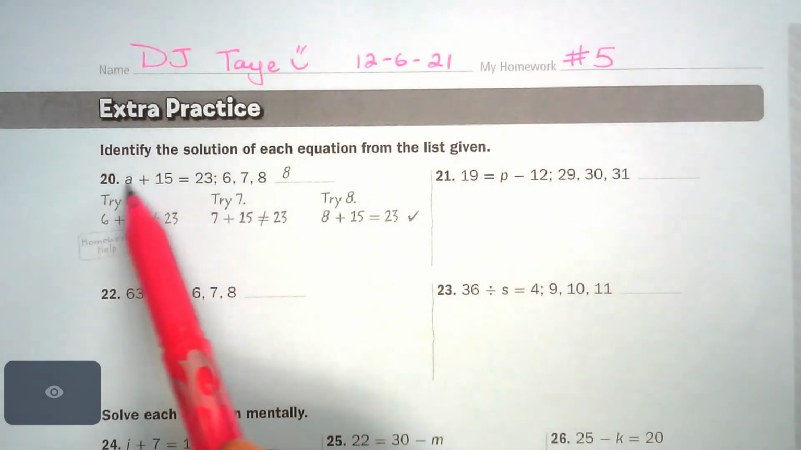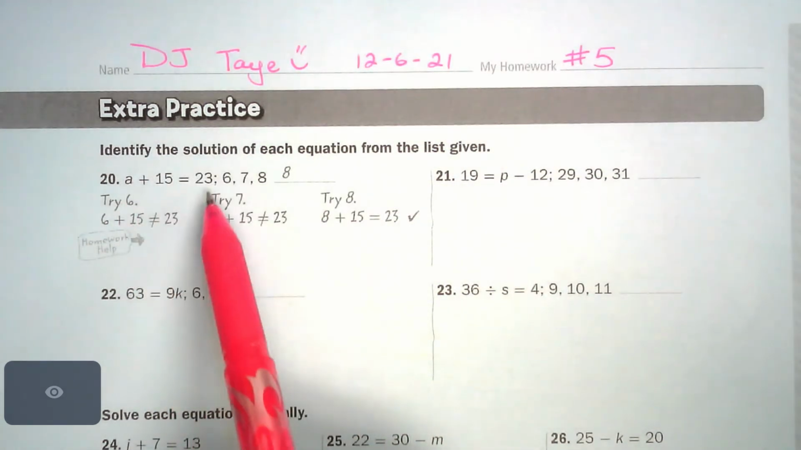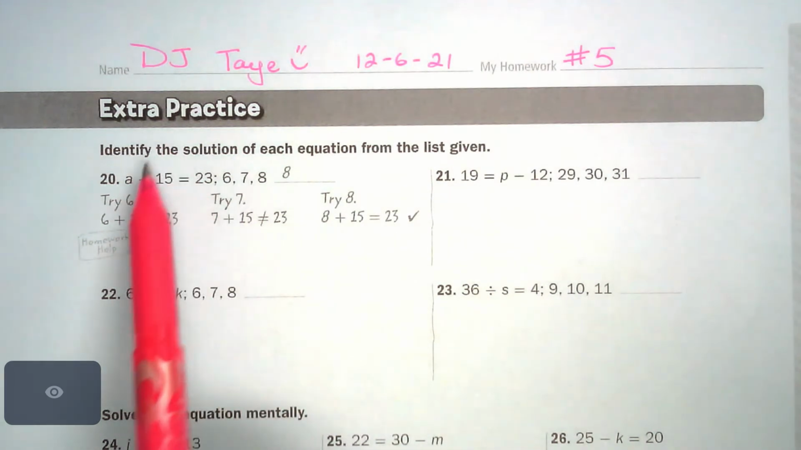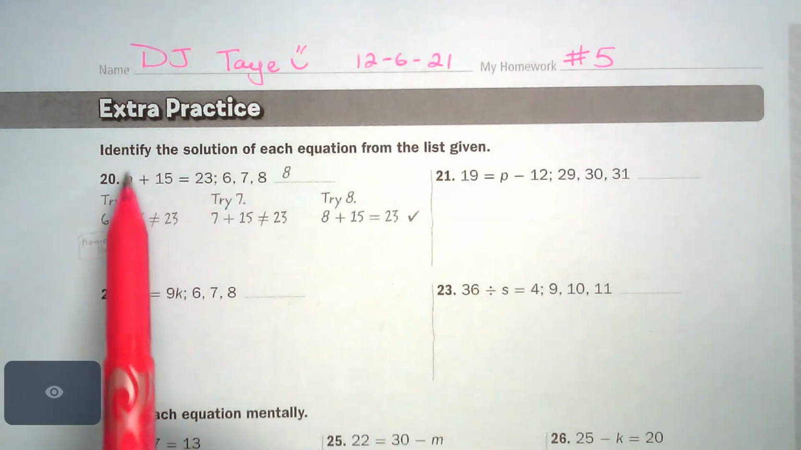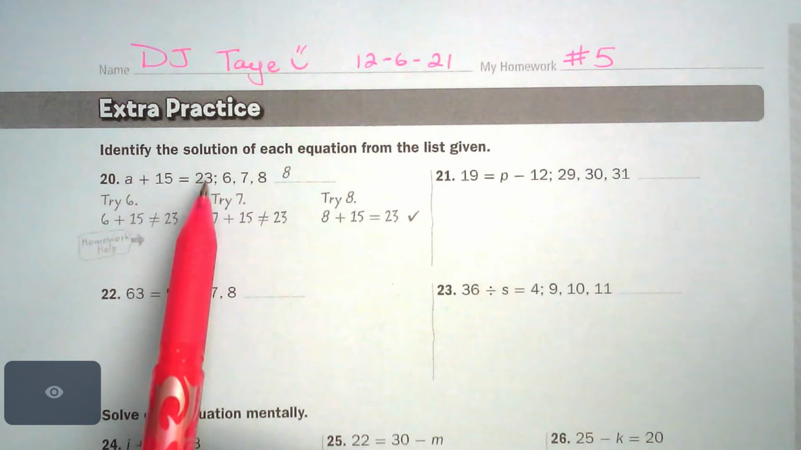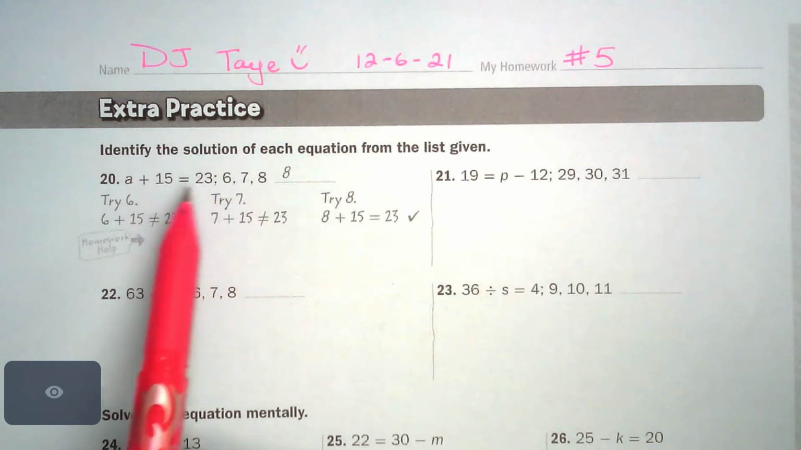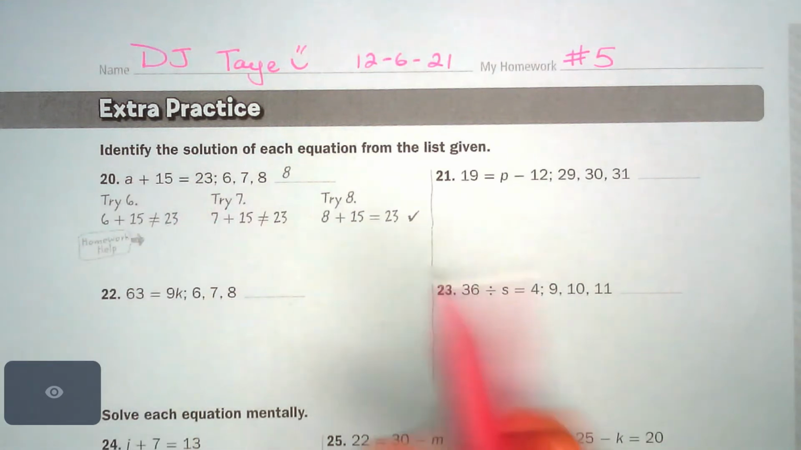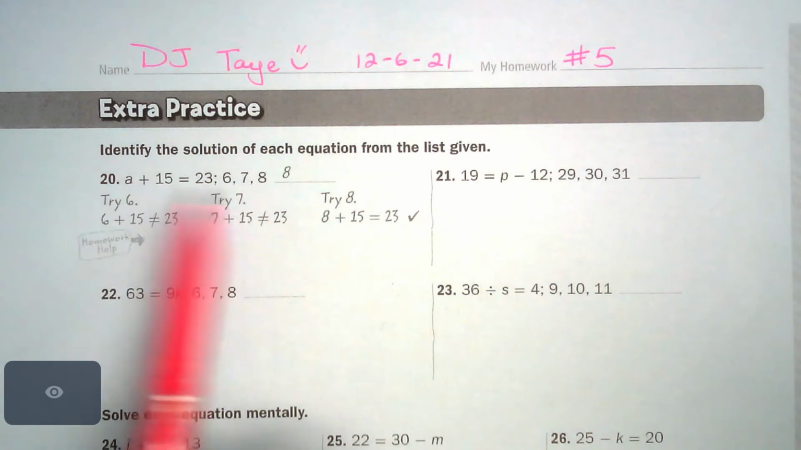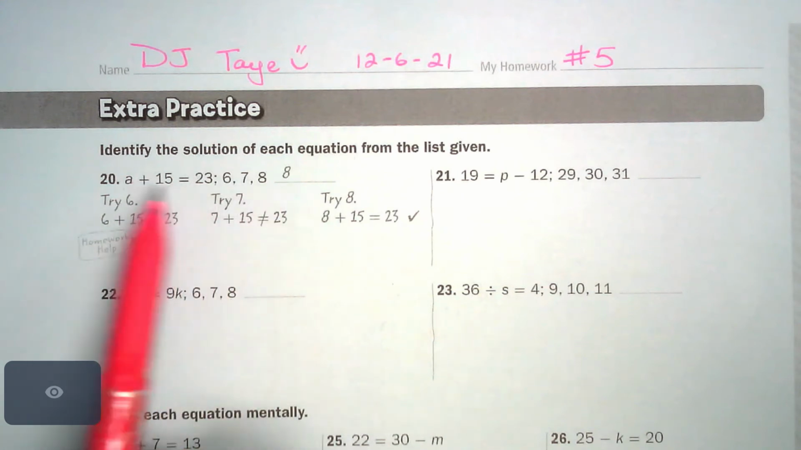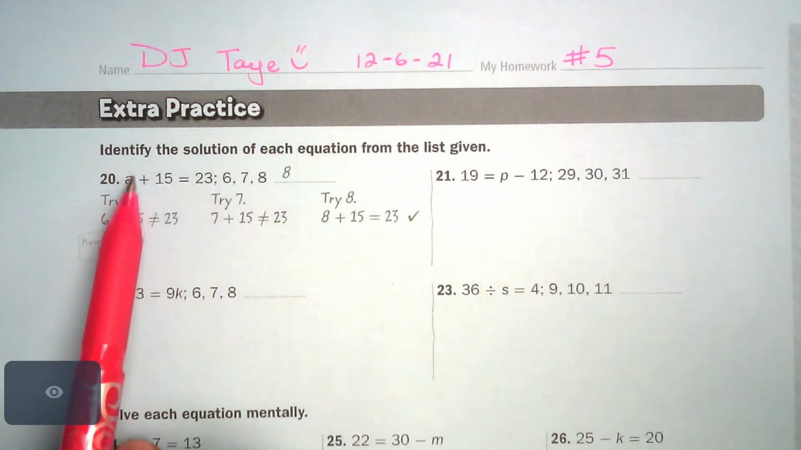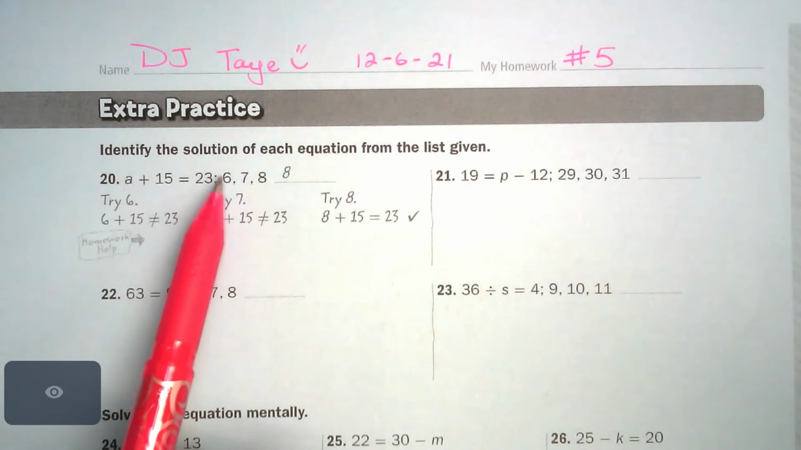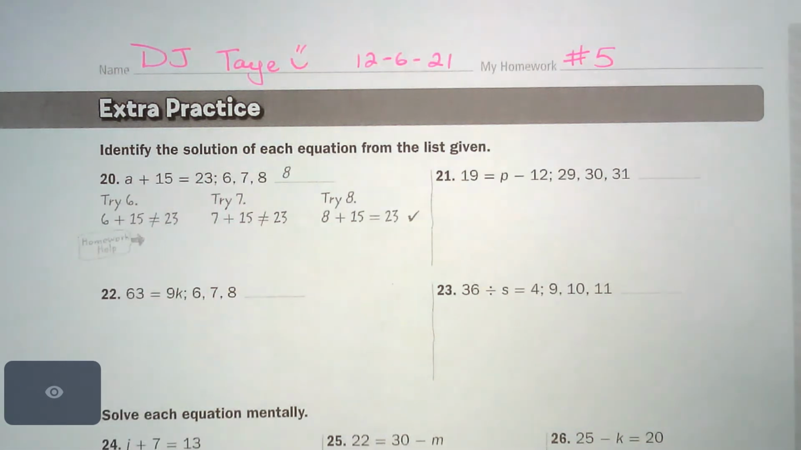Remember, an equation is where we have two expressions set equal to each other. So this expression here, a plus 15, has two terms, a and 15. And then over here, after the equal sign, is another expression. It just has the one term, 23. So we have to see which one of these numbers, if we substitute it for a, will make this true, where 23 on this side will equal 23 on that side, all right?